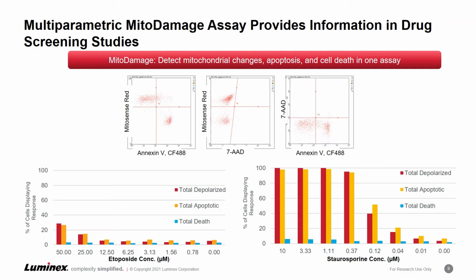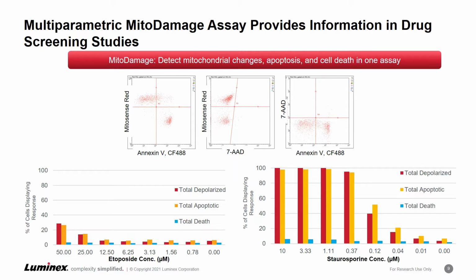One final area I would like to show today is related to mechanism of action studies during drug discovery, development, and deployment. Here we show an example of the MitoDamage assay that combines 3 cellular health markers to assess changes in mitochondrial membrane potential, apoptosis, or cellular death. This example deploys all 3 cell health markers simultaneously.